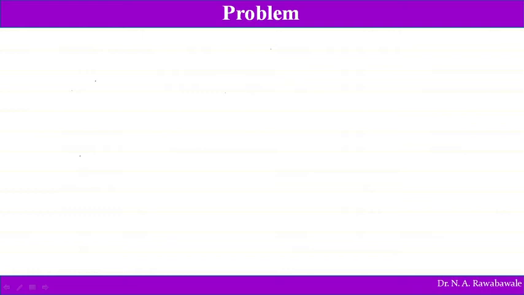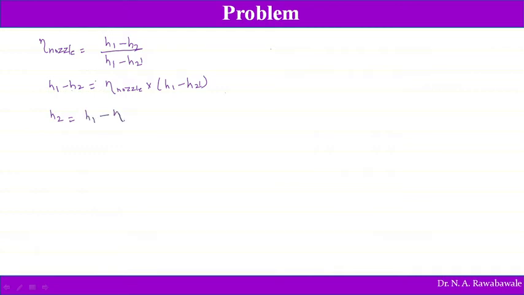So once we know H1 and H2 dash, we can find out H2. To find out H2, nozzle efficiency is given by H1 minus H2, the actual enthalpy drop, divided by the theoretical enthalpy drop, H1 minus H2 dash. The nozzle efficiency is also given. So from this we can write H1 minus H2 is equal to nozzle efficiency into H1 minus H2 dash. Or, if we want to find out H2, it is equal to H1 minus nozzle efficiency into H1 minus H2 dash.